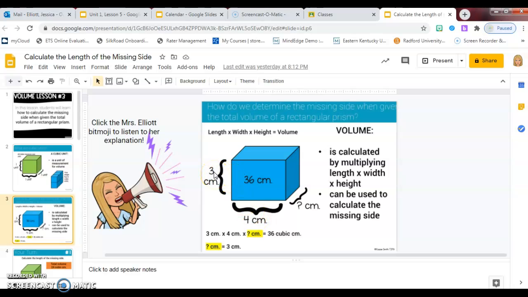So again, all you're going to do is multiply the two sides that you're given and then divide your total volume by that number. And then that will be the third side. So one more time. I know that 3 times 4 is 12. So divide your total volume, 36, by that number. 36 divided by the 12 that I just got when I multiplied equals 3. That's your missing side length. And then a way to check it is to go back and multiply all 3 side lengths just to make sure it works.